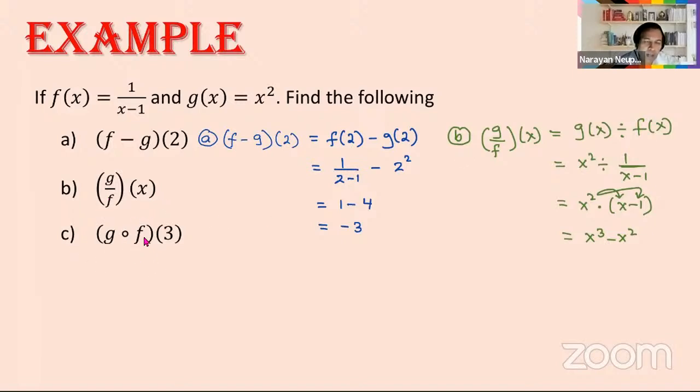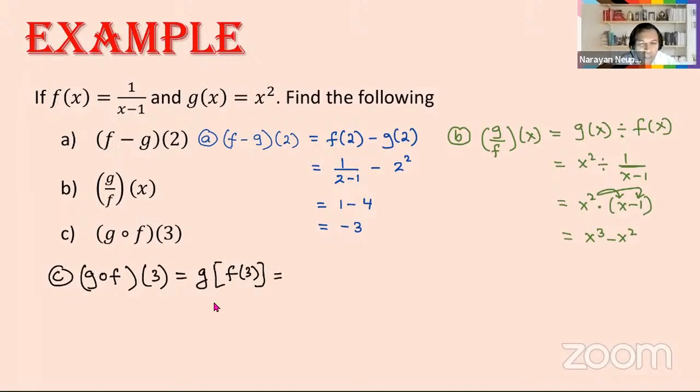In part C, we are asked to find this composition, g of f of 3. So let's see what g of f of 3 is. In C, we are asked to find g of f of 3, the composition of function g with f evaluated at 3. We can write this as g of f of 3, because f of 3 is your inside function. So we can keep this g as it is.